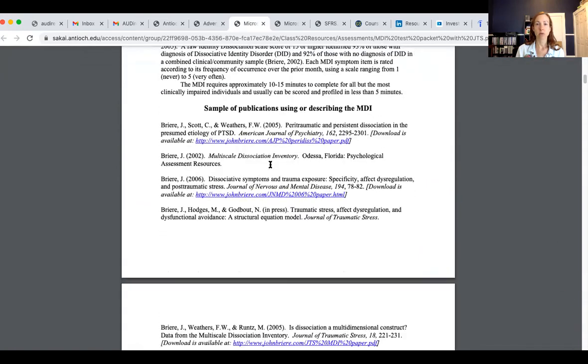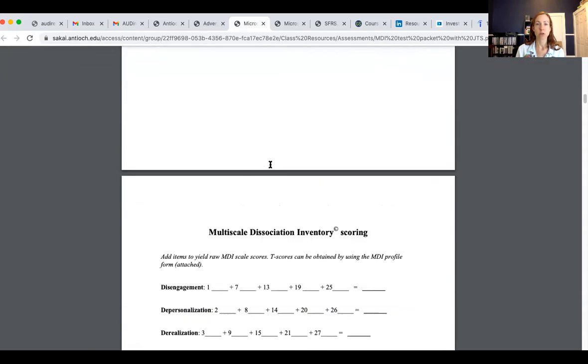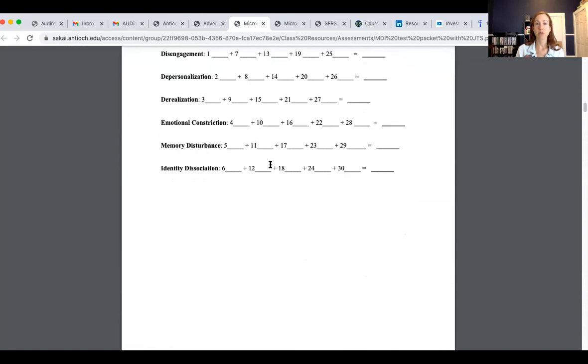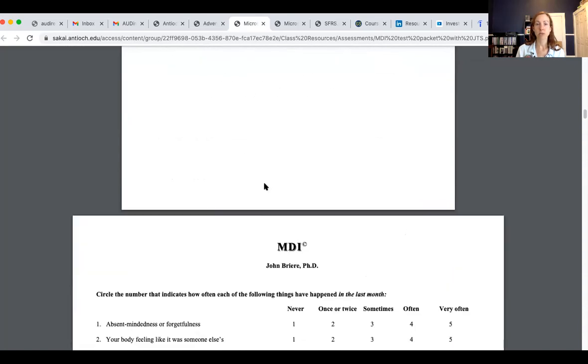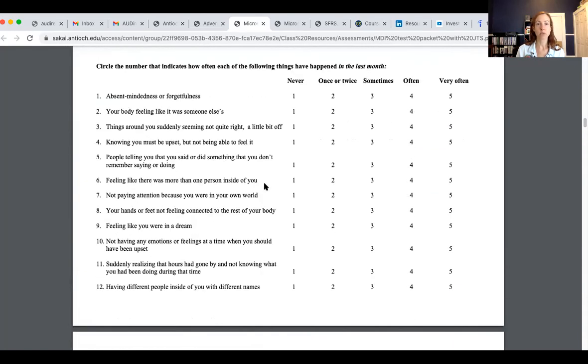And I'm not going to go through all this initial stuff. But even if you don't use the assessment itself, I find it really helpful to just look through the questions in terms of, hey, what is it really helpful to ask about with regard to dissociation?